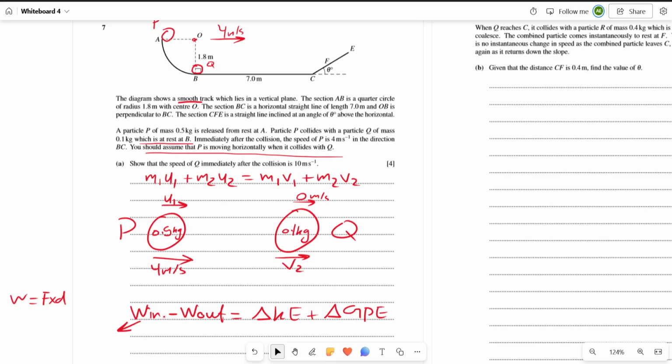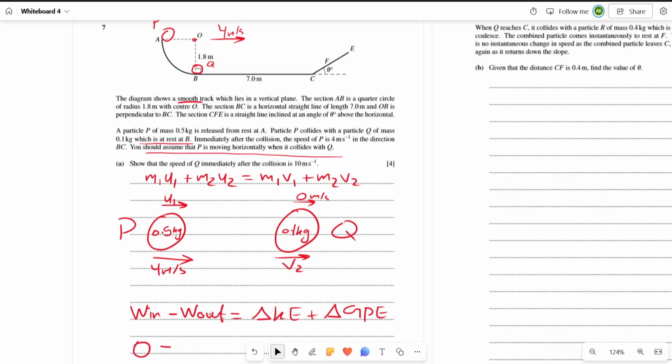And by the way, in work in, we do not include the weight because the weight is included in the changing gravitational potential energy. So any external force other than the weight. Do we have anything here in that sense? No, we don't. So our work in is 0.